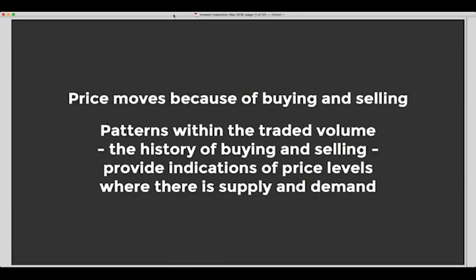We now see it digitally on the screens through numbers, but the same principles apply. If we know who is prepared to buy and sell at a particular price level, if we know how much has been bought and sold at a particular price level, then we're in a really strong position to make informed, low-risk trading decisions.